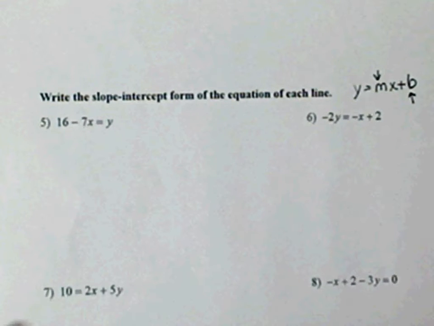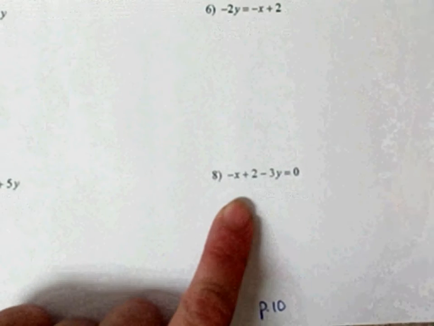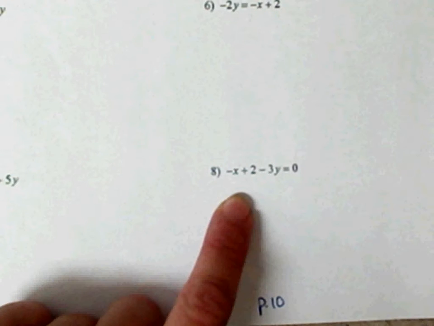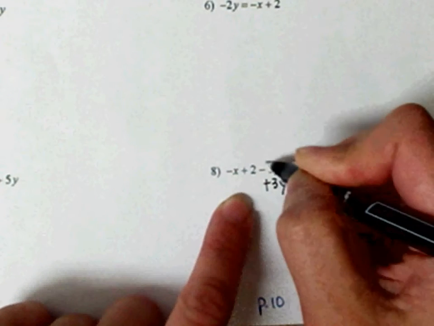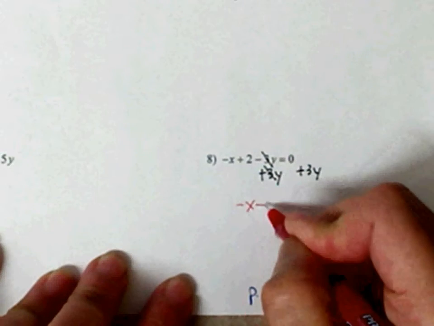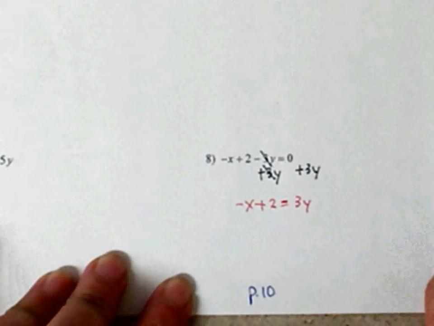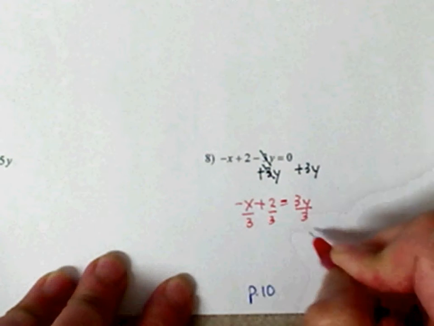All right. So the one I want to do is actually number 8 right here, just to show you. Now, you could move the x and then the 2, but instead of doing that, I'm going to add 3 to both sides. I'm going to move the y. And guess what you have? Negative x plus 2 is equal to 3y. Okay? Solve for y. Divide each of these by 3.